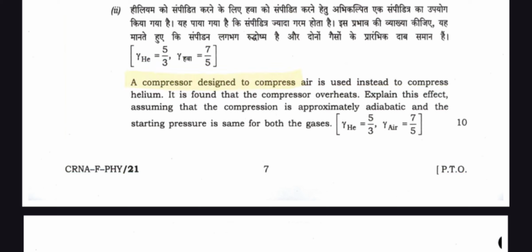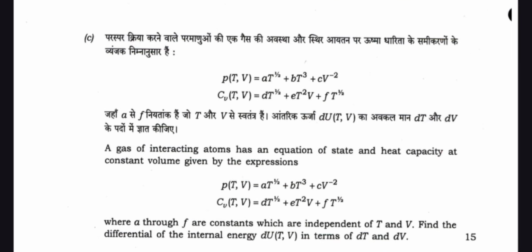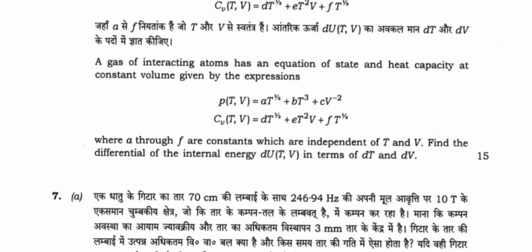A compressor designed to compress air is used to instead compress helium. It is found that the compressor overheats. Explain the effect, assuming that the compressions are approximately adiabatic and the starting pressure is the same for both of the gases. So this is air, helium. So question number C is here.